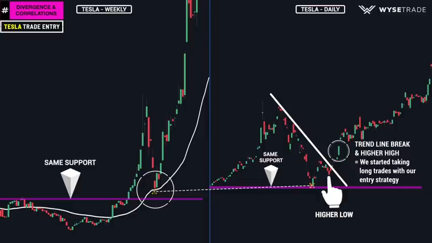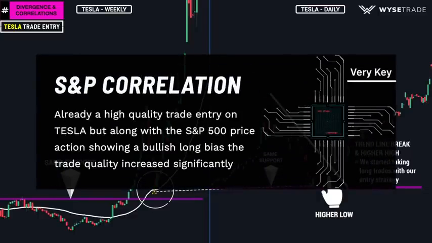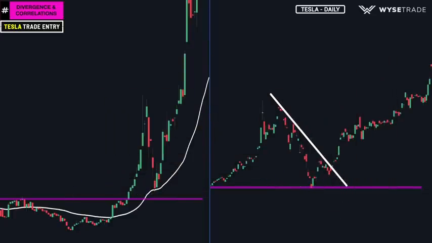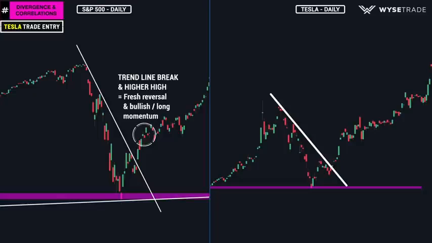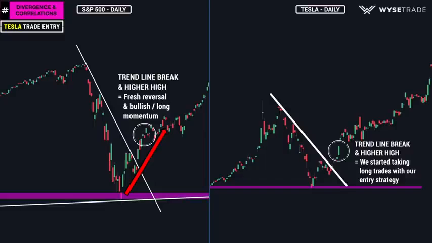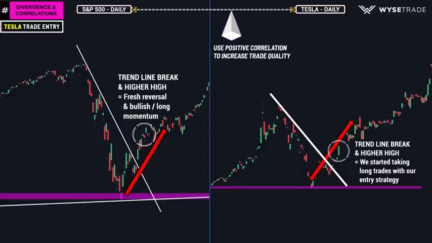Now, this was already a great long trade entry, but to add even more strength and increase the trade quality, we used the correlation to the S&P 500. So let's pull it up and put it beside. So again, the S&P 500 had a reversal and fresh bullish momentum, and the Tesla also had a bullish bias through its fresh breakout. So knowing this, we used the correlation from the S&P 500 to the Tesla stock to increase the trade quality, making this an A+ trade entry.